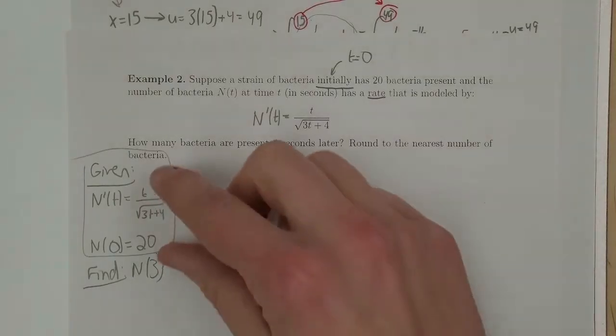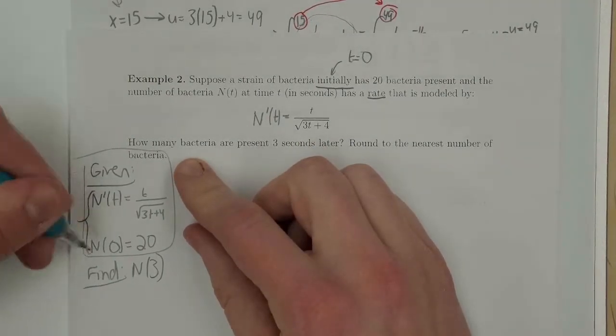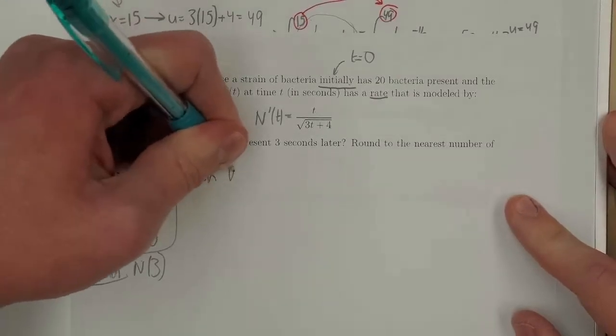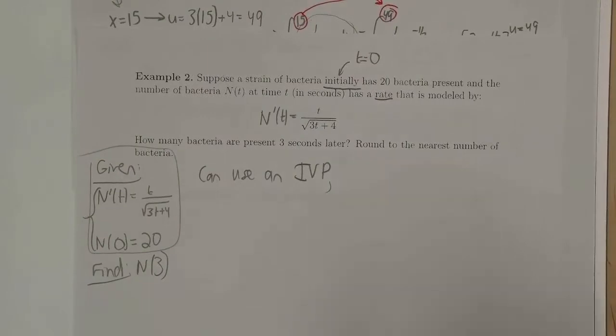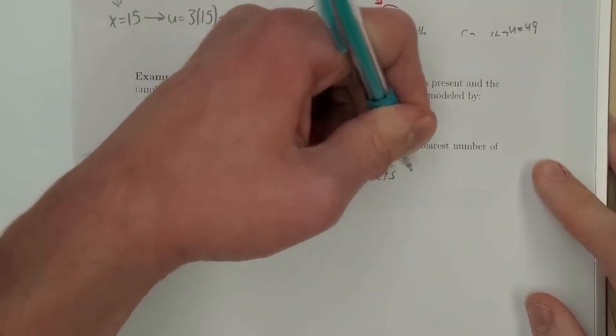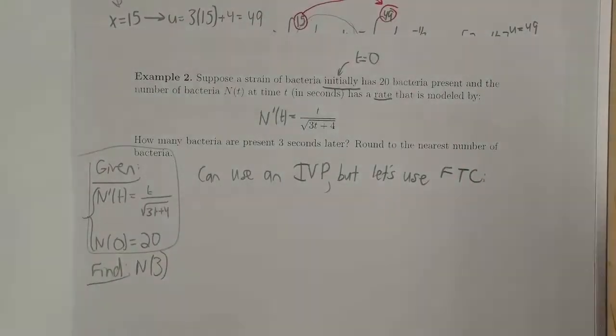So you might think, all right, I can just use an initial value problem because this is set up very much like one, which you can do. So you can use an IVP, initial value problem, but we're going to try another trick that might be a little bit quicker. Let's instead use the fundamental theorem of calculus, just as another way of being able to attack this problem.